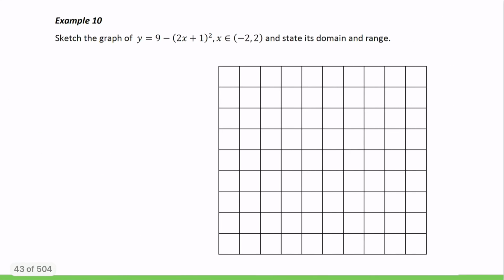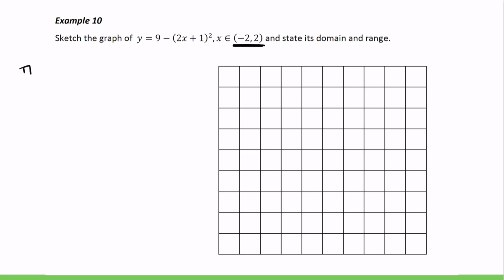So let's go ahead and apply some of these to our equations. So example 10 says sketch the graph of y equals 9 minus (2x plus 1) all squared, and there is a specific domain in this case, so negative 2 and 2. Once we sketch it, what it wants us to do is to state the domain and the range. So we're just going to follow those 3 things that we need to find.